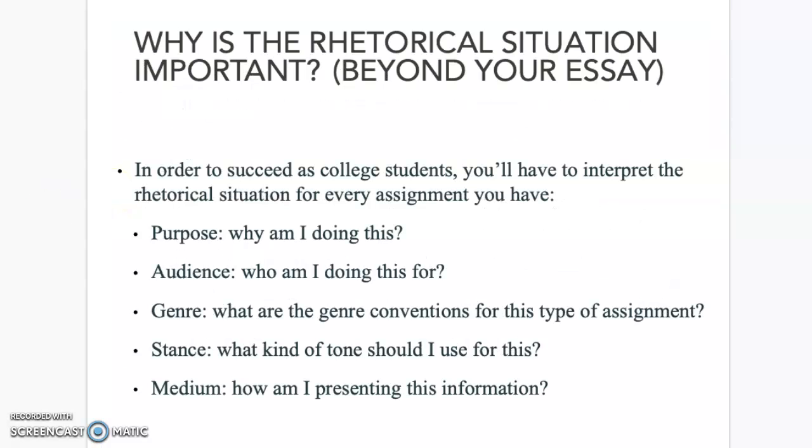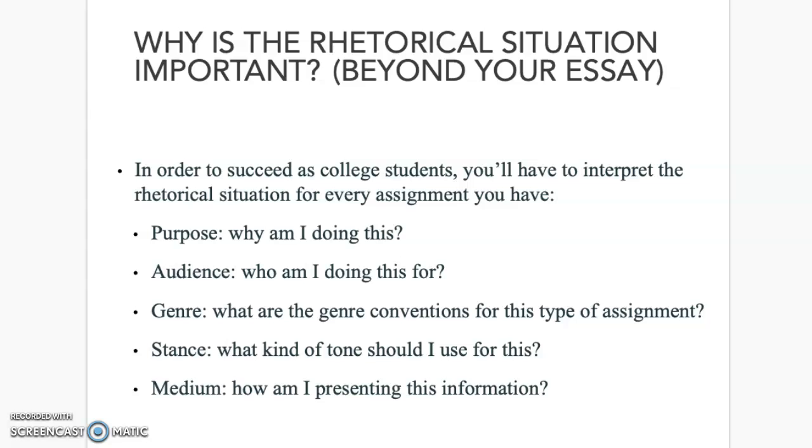Okay, so as far as the big picture, why is the rhetorical situation important even beyond your essay? Because I really do believe that it is one of the most essential parts of being a conscientious citizen, and also of being a good college student. You're going to have to use a rhetorical situation for every single assignment you have in the rest of your college career.